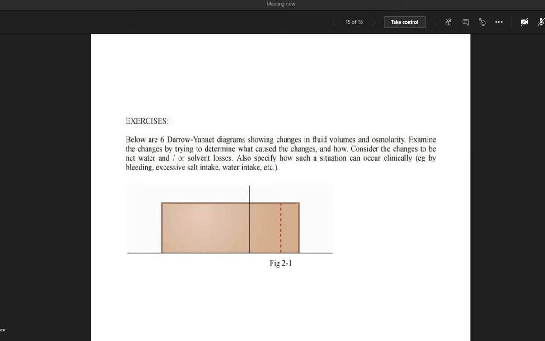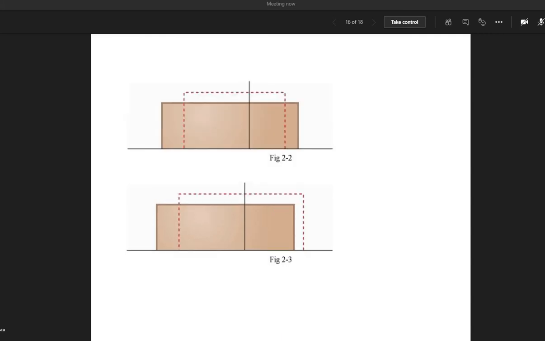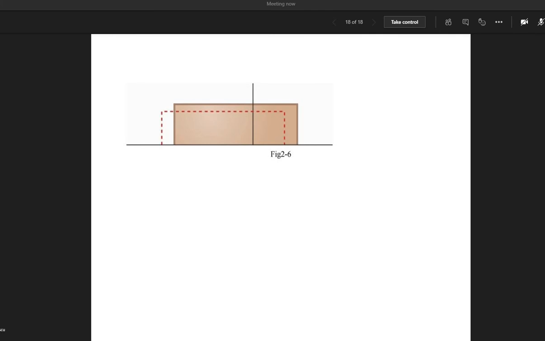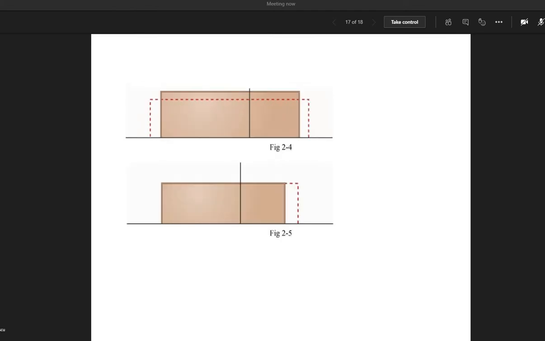Try to understand what happened with the volume, both intra and extracellular. What happens with the osmolarity and why? And please write it down, because I will ask you next time. So we have different situations. As a matter of fact, we have 6 diagrams like this. But please do those by yourself, and I promise that I will make things clear next time, but I want you to think and to study those situations.